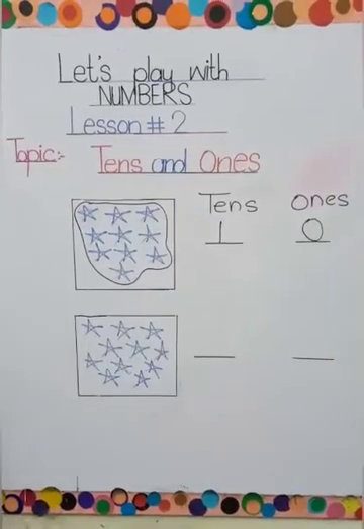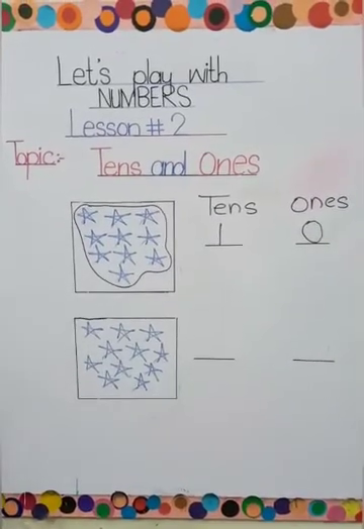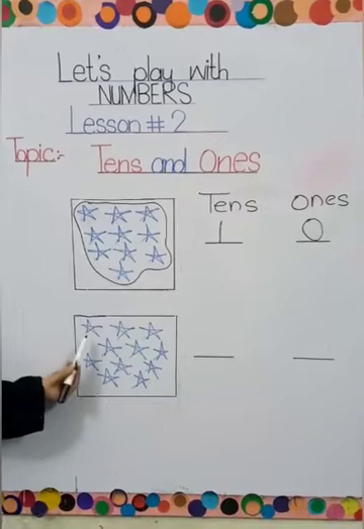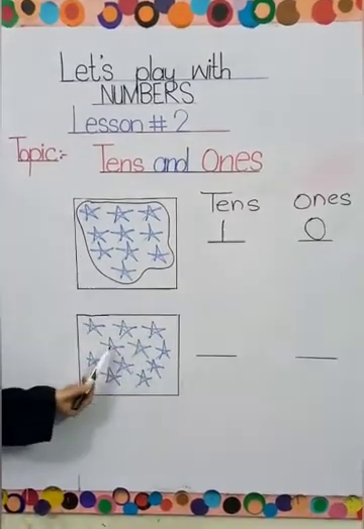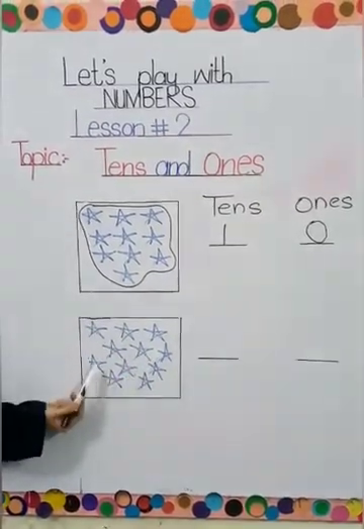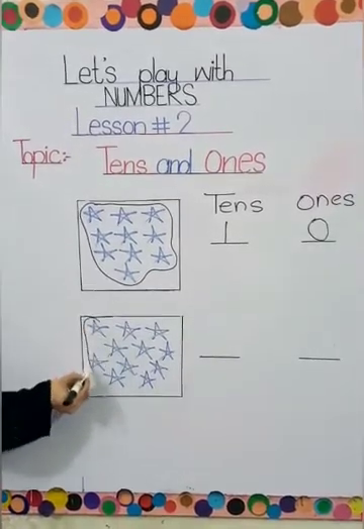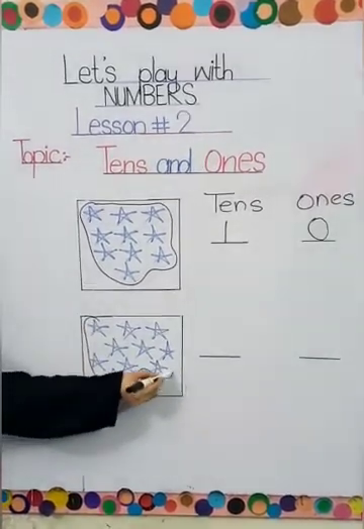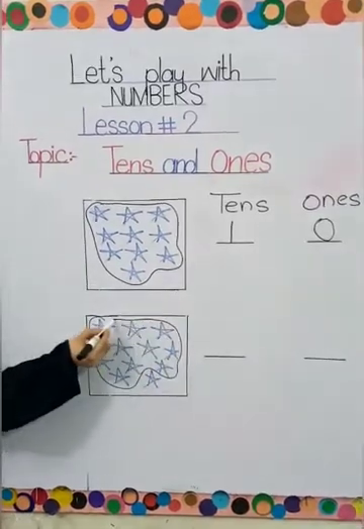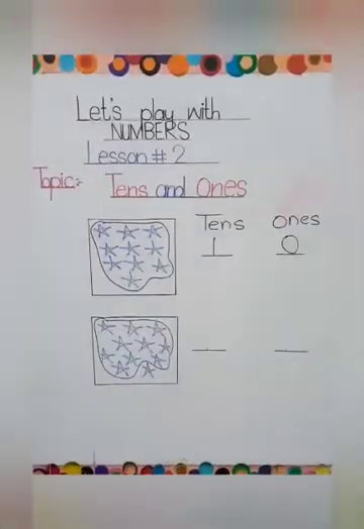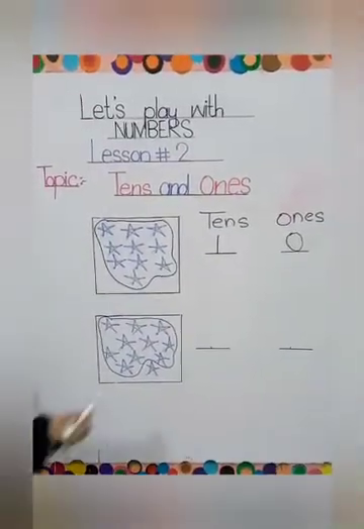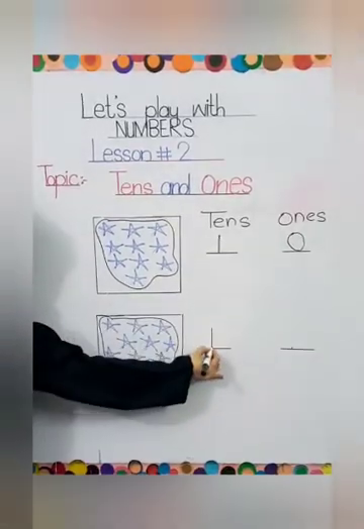Here we have another box of stars. Let's make a group of 10 stars. 1, 2, 3, 4, 5, 6, 7, 8, 9, 10. Let's make a group. We have one group of 10 stars. So we write 1 here.